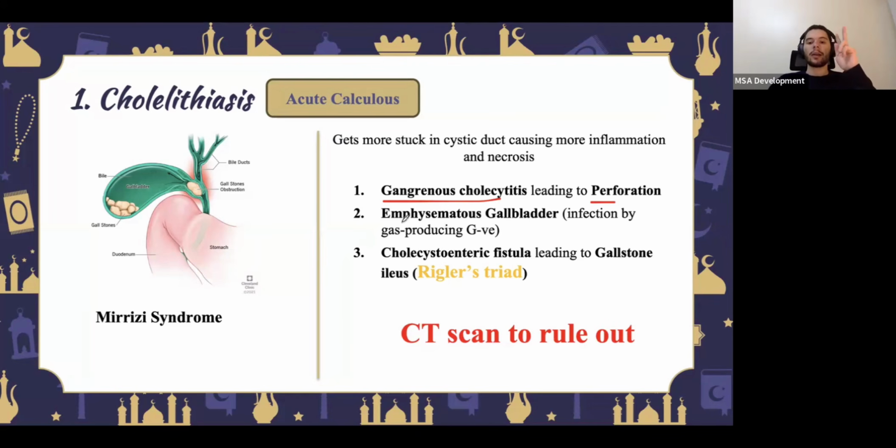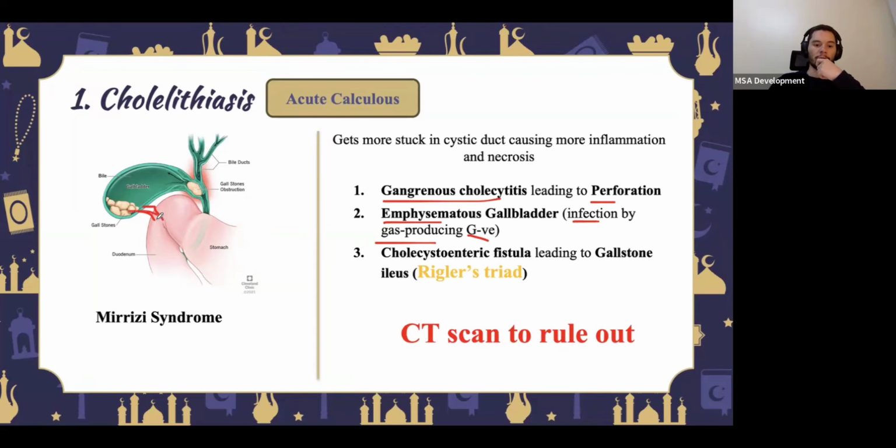Right? Secondly, it could lead to an emphysematous gallbladder, which essentially means because of the obstruction and the inflammation and the bile piling up inside the gallbladder, an infection can develop. An infection usually by gas-producing gram-negative organisms. And emphysematous because there is air entering into the gallbladder walls. Okay? Right. Finally, you could have cholecystoenteric fistula, which is basically a connection between, imagine over here in this picture, the gallbladder wall and the small intestine.